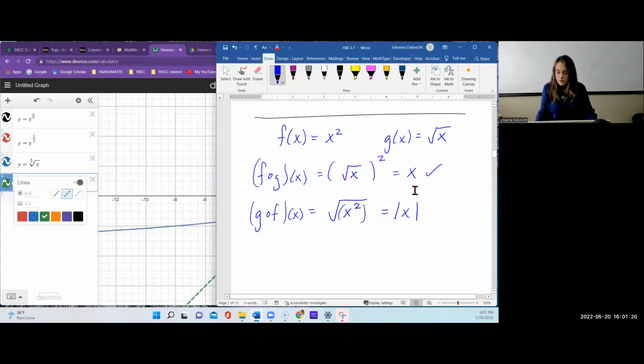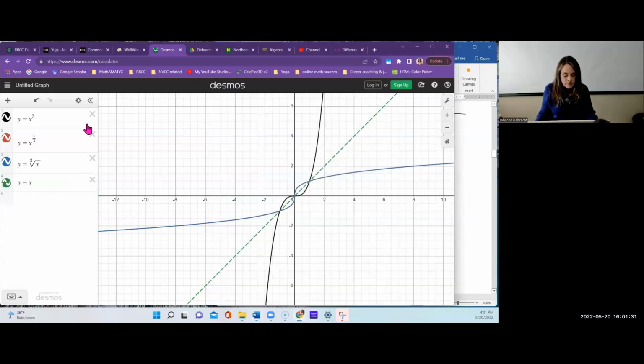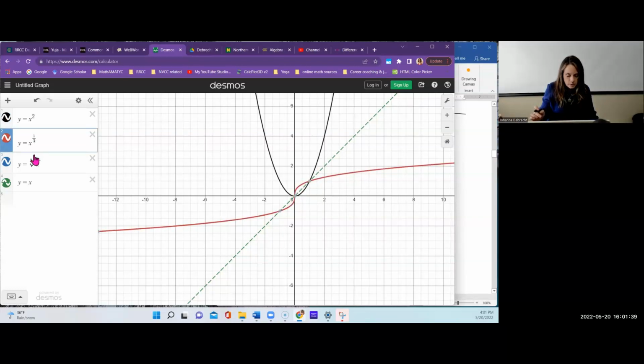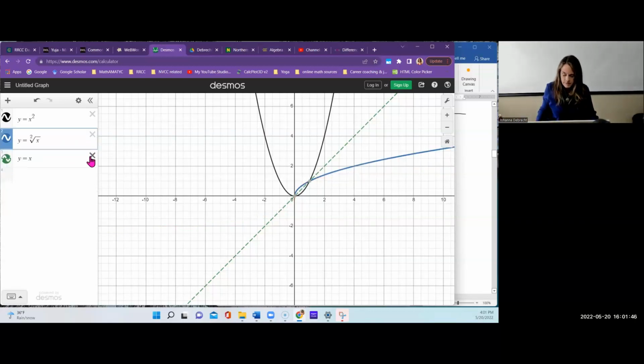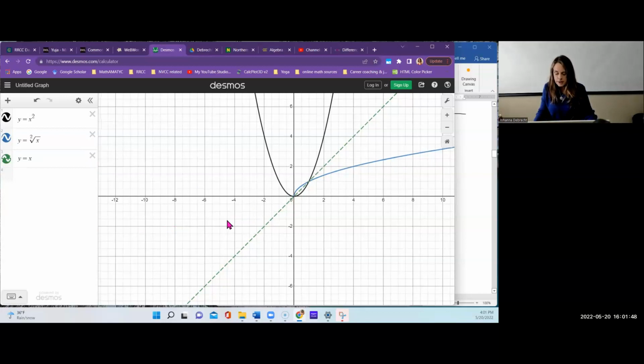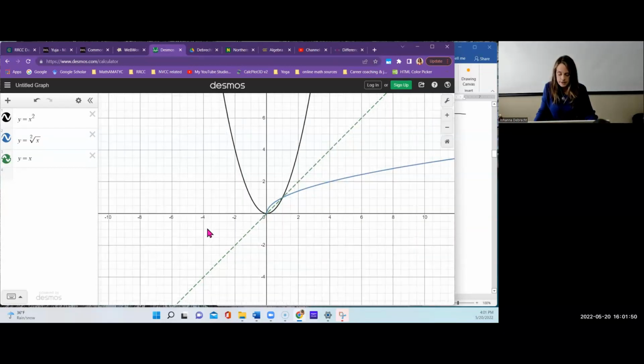Now let's take a look over here at the graphs. Because these two did not both give us x, we know that they're not inverse equations of each other. Let's graph them and see what we get. We'll change the first one to x squared, and we'll change the second one to the square root of x. Do you see what's happening now and what the problem is?